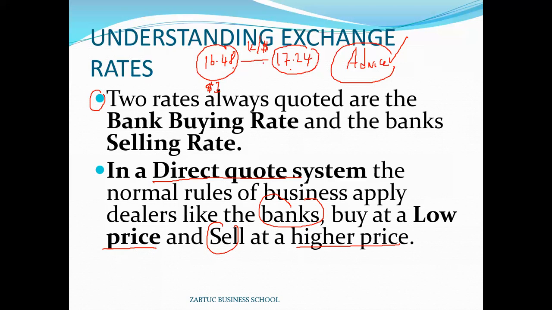And we can see the business sense there. We can see the commercial logic, isn't it? Are we able to see the commercial logic there? The bank bought $1 from Mr. Piri and they paid 16.48. And they are selling immediately to Mr. Nkunguru at 17.24. Certainly, they have made a profit. The difference represents their profit or their margin.